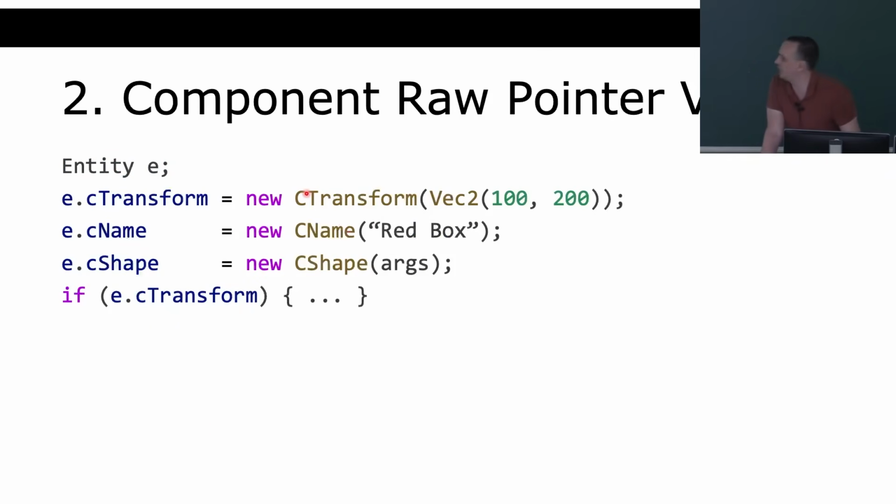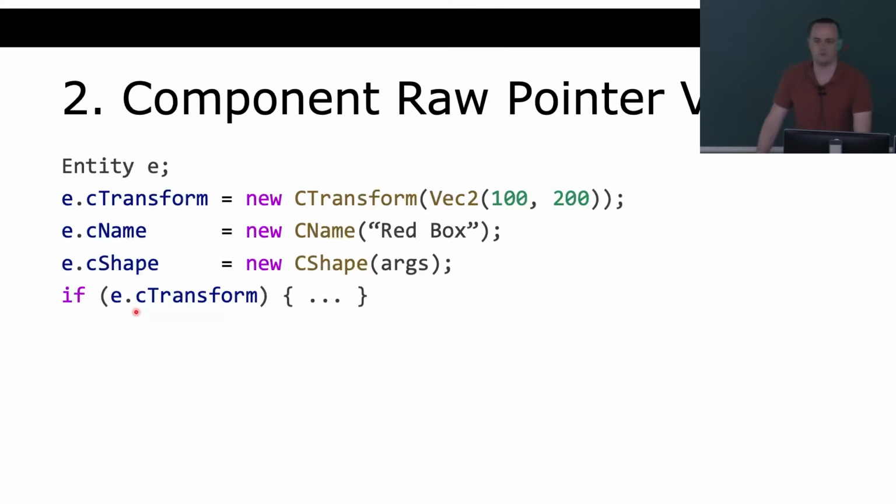It would look kind of the same as what we did before, except in order to allocate these classes on the heap, we have to use the new keyword here, right? So that's how we do raw pointer stuff in C++. But the cool thing now is that they don't need to have a variable to say whether or not they exist, because I can just check to see if the pointer is null or not.